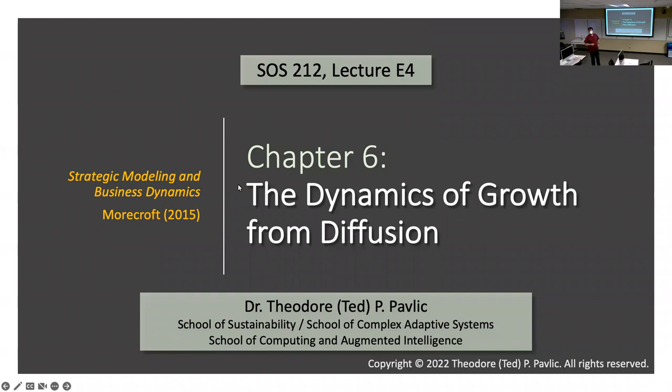All right, so last time we talked about epidemic dynamics, sort of our first kind of example, and now I want to go further into that and connect that with a couple other relatively simple but classic examples in dynamical systems modeling that Morecroft went through in chapter six.